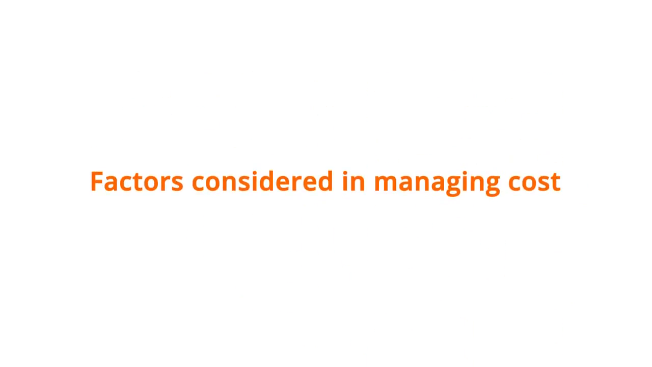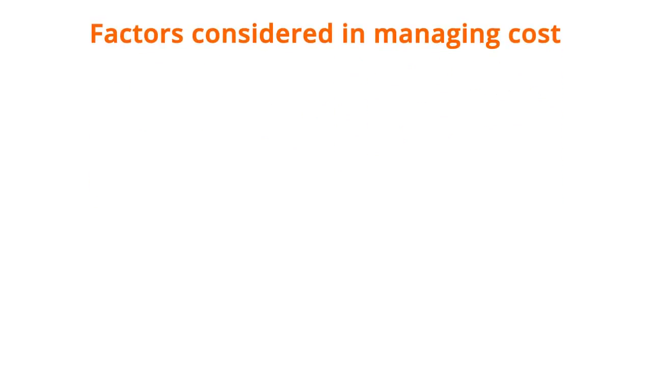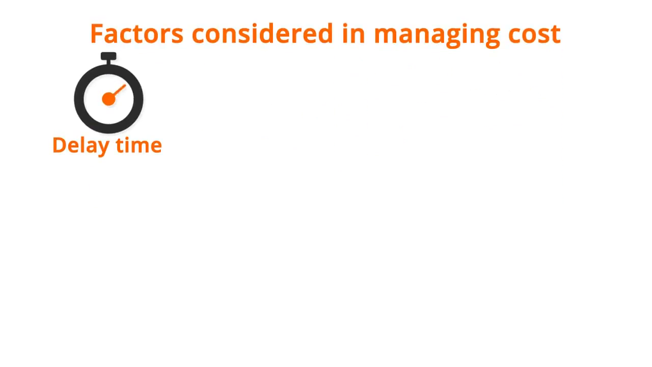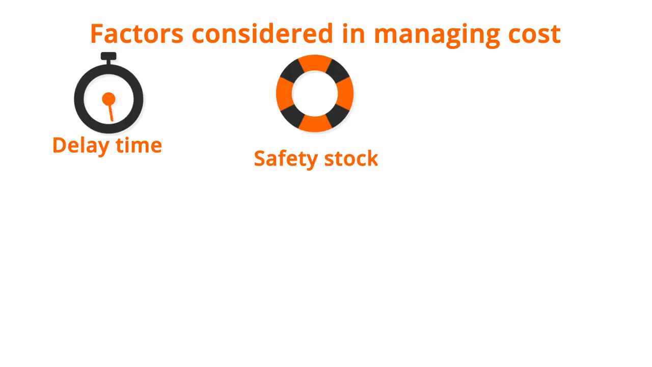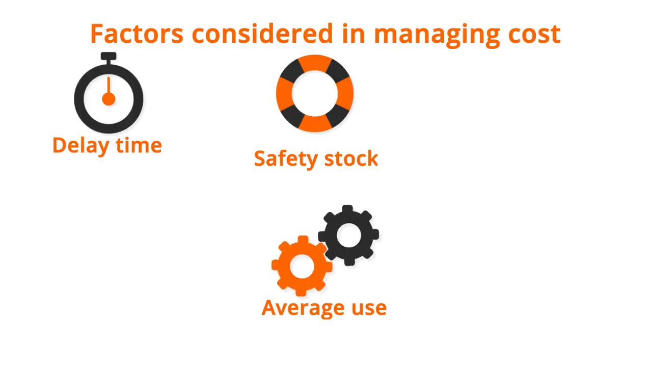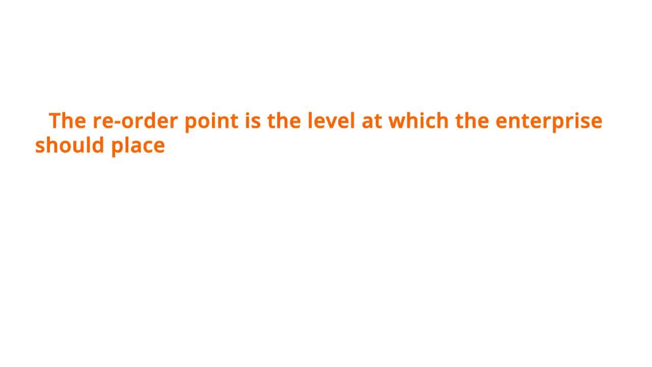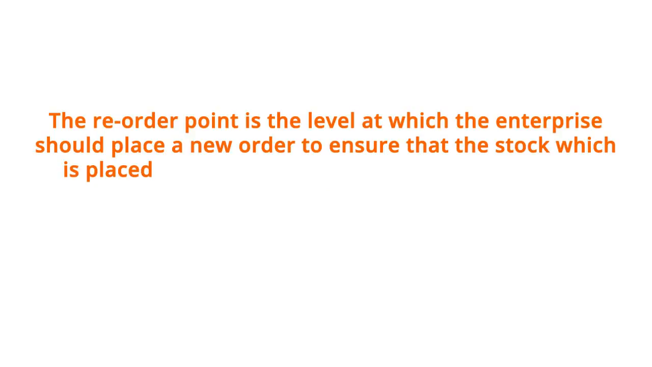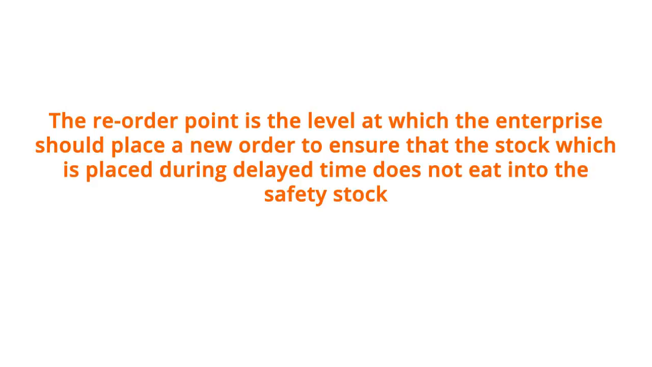Now let's take a look at the factors we consider when we're managing our stock. We have the lead time. The lead time is the time from the order to the delivery of material. We also have the safety stock. This is the amount of stock you should carry to protect yourself against unforeseen delivery delays and to allow for potential increase in use. And lastly, we have the average use. Average use is just the rate at which the stock is used. So the enterprise should determine the amount of stock by guarding against a shortage of materials. So as SMEs, when do we reorder? The reorder point is the level at which the enterprise should place a new order to ensure that the stock issued during the lead time does not eat into the safety stock.